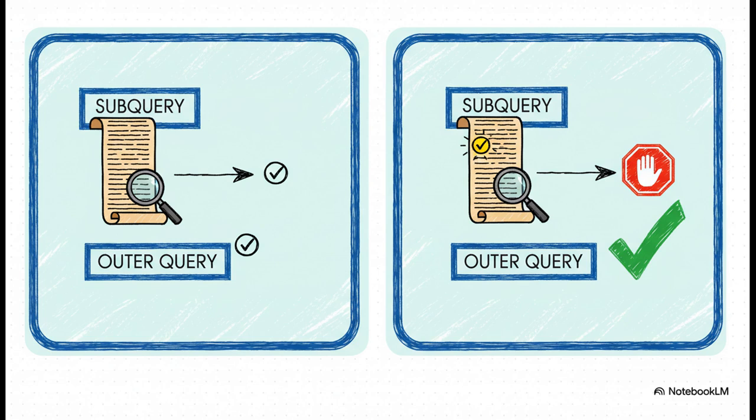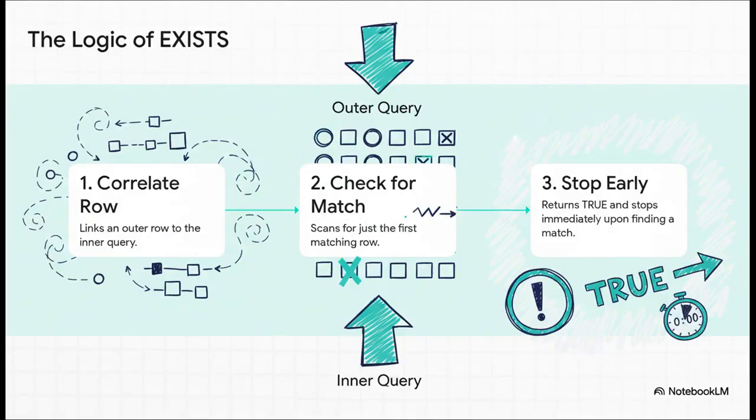The IN operator first builds a complete list from your subquery, and then it checks each outer row against that entire list. EXISTS, though, works differently. For each outer row, it just peeks into the subquery and asks, hey, can you find me at least one match? And this right here is why EXISTS is so often the performance winner.